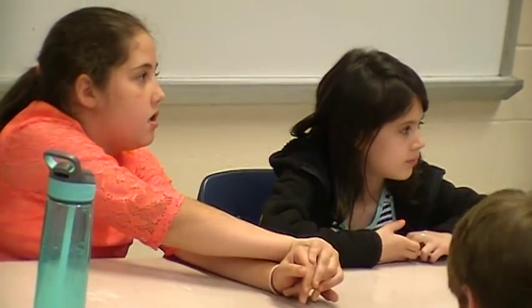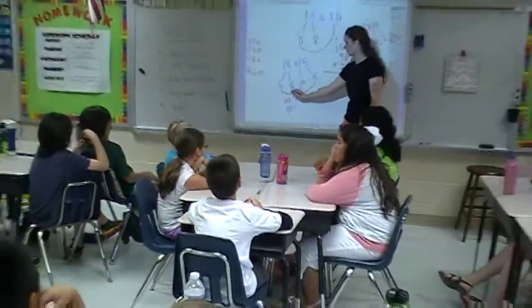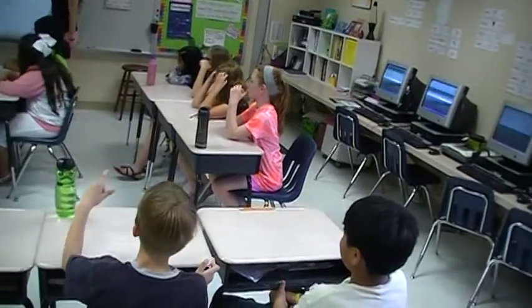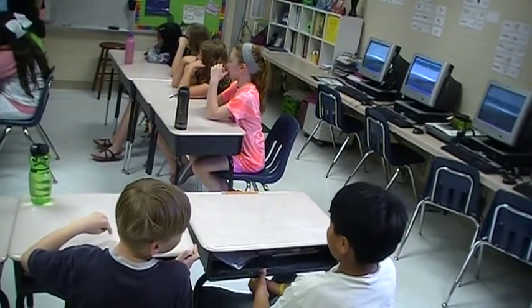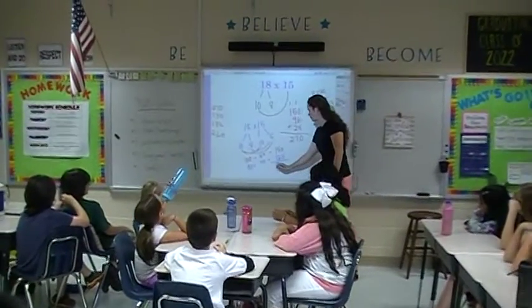Then I did 10 times 10, which was 100. And then I did 10 times 5, which is 50. And then I added those together and I got 150. And then I did 8 times 10 and I got 80. And then I did 8 times 5, and that was 40. And then I added those two together and I got 120. And then I added 120 and 150 together to get 270. Perfect.